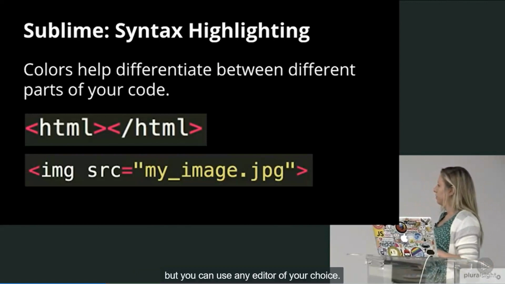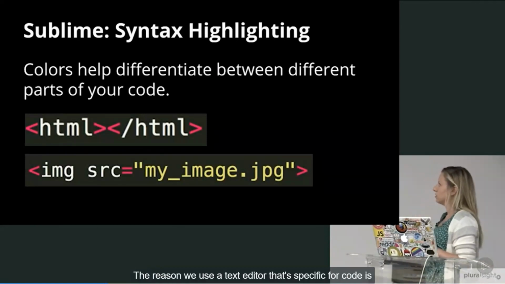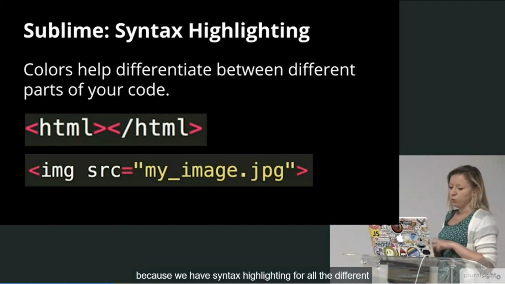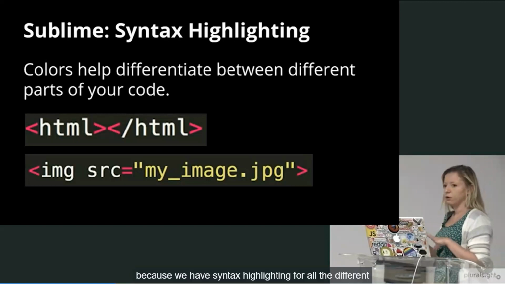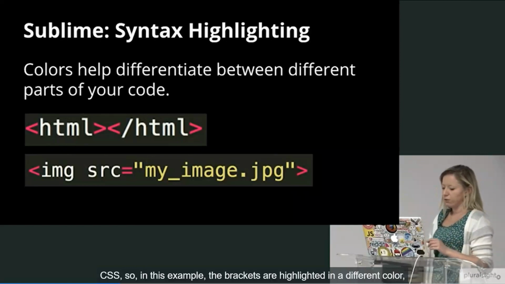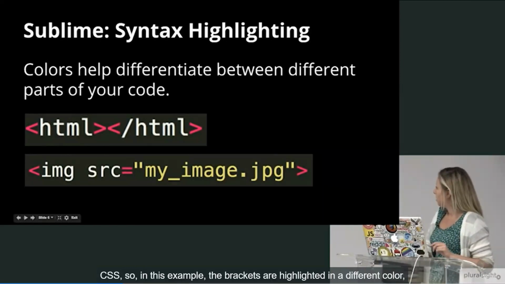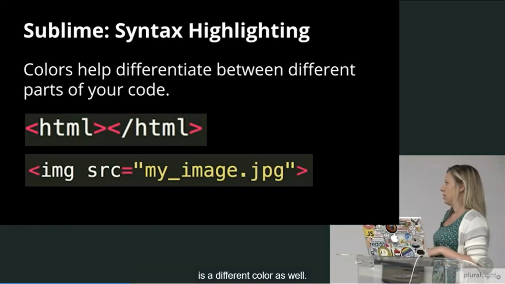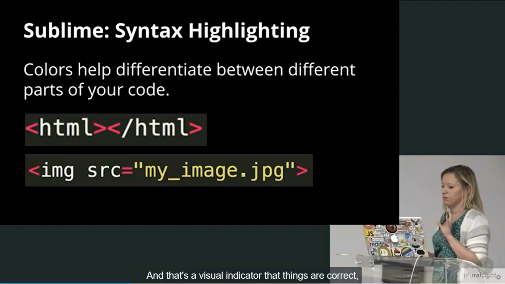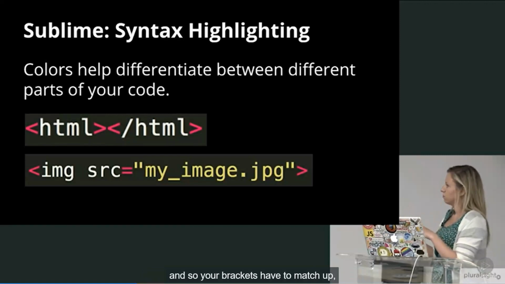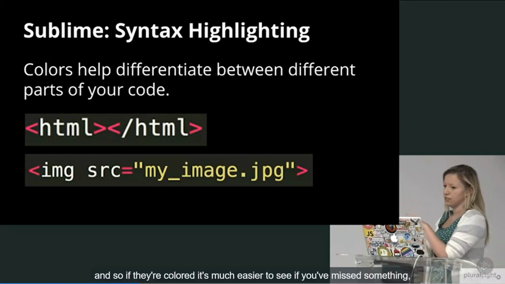So the reason we use a text editor that's specific for code is because we have syntax highlighting for all the different programming languages that we use, HTML, CSS. So in this example, the brackets are highlighted in a different color, and the string, which is the thing between those quotes, is a different color as well. And that's a visual indicator that things are correct. And so your brackets have to match up. And so if they're colored, it's much easier to see if you've missed something.